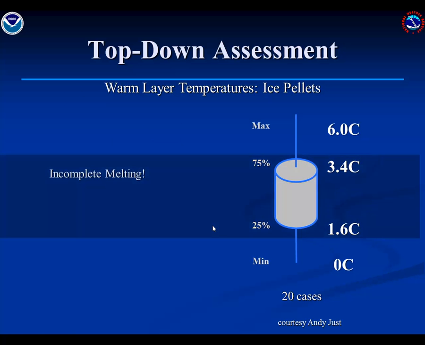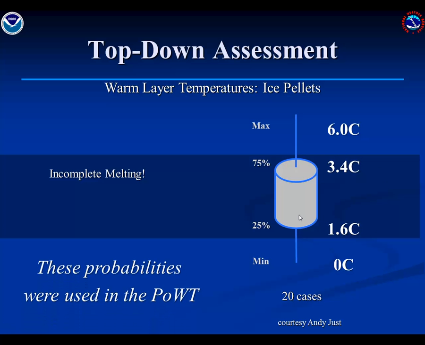Here are the ice pellet cases for incomplete melting. Basically, the ice hydrometeor comes into the warm layer, doesn't have a warm enough and deep enough warm layer to melt completely, and so you have some ice fraction left within that hydrometeor, which then quickly freezes, falling into a surface-based cold layer below freezing. In those cases, you see the spectrum is quite a bit different. 1.6 degrees Celsius to 3.4 degrees Celsius is the main 50% of the population. So we're talking about a population that's centered between 1 and roughly 3 degrees Celsius.